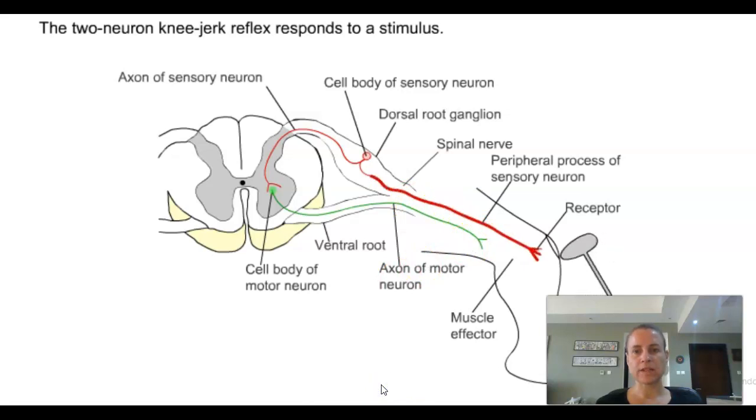Okay, so you can see what happens when the knee gets hit. All right, so there's always a short delay between the hitting of the knee and then the movement of the leg. Okay, and that delay is when the impulses are traveling or being propagated along the sensory neuron, the relay neuron, and then the motor neuron.